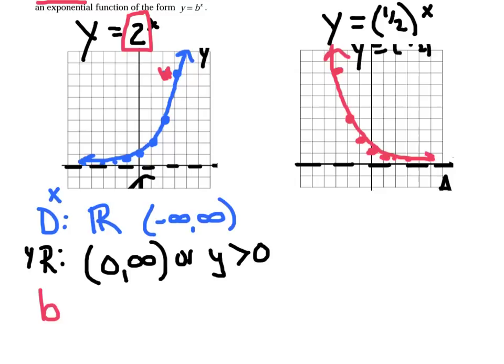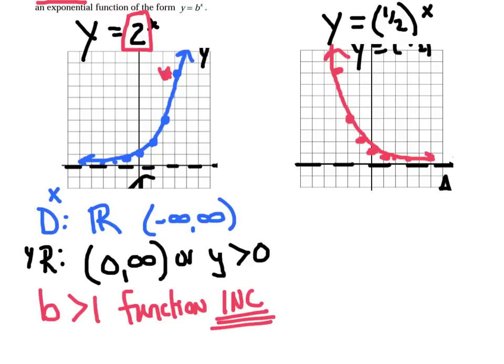So let's make a note. If b is greater than 1, our function is increasing. If b is greater than 1, if you were to walk on it from left to right, you're going up, your function is increasing.